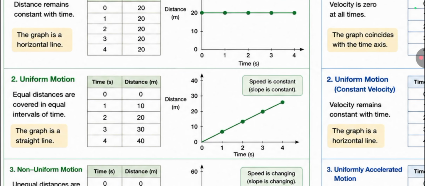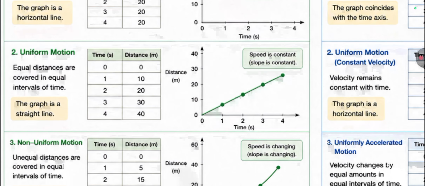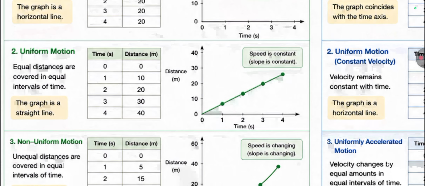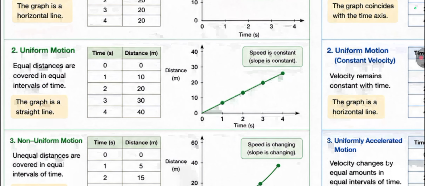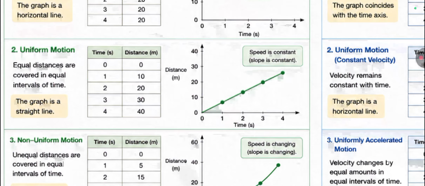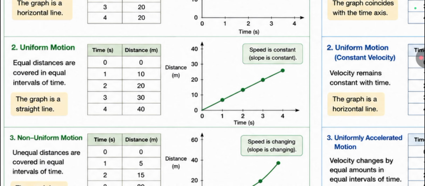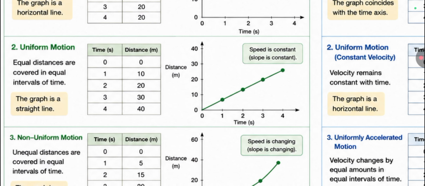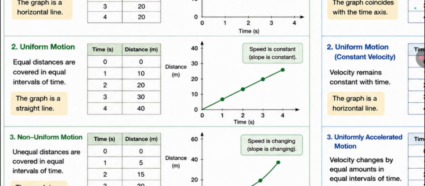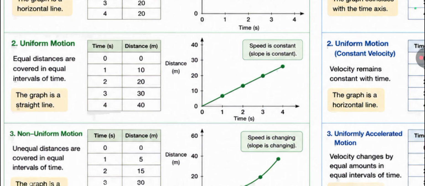Second case, uniform motion. Here equal distances are covered in equal intervals of time. This is called uniform motion. In this case the graph is a straight line. For the same time intervals we give some distances. In this graph the speed is constant and the slope is constant. This type of graph indicates uniform motion.